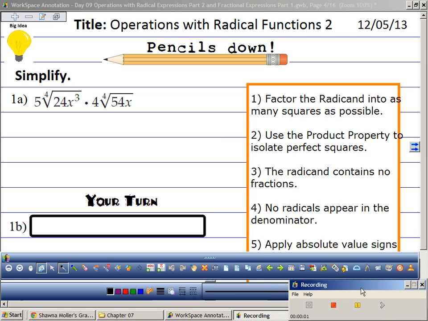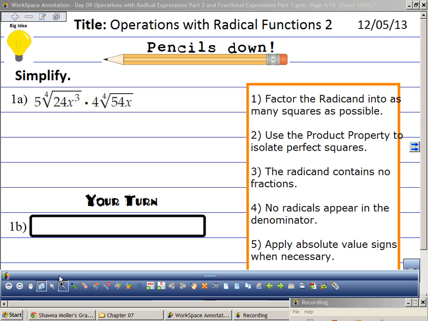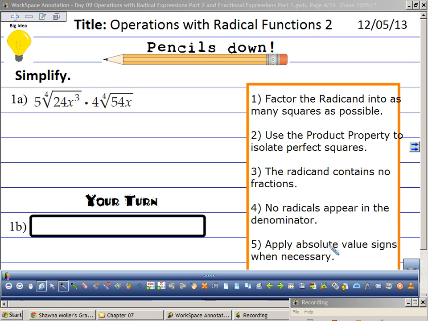So yesterday all we did was just simplify when we were multiplying and when we were dividing. So now we're going to go a little bit further and we're going to manipulate these numbers before we decide to simplify. So I'm going to do one, you're going to do one. You don't need to write any steps down. They're the same exact steps from yesterday. So pencils down and just pay attention.